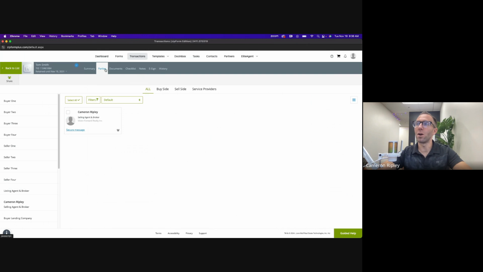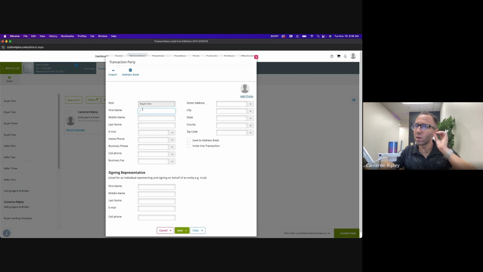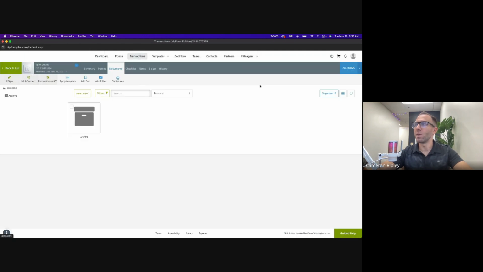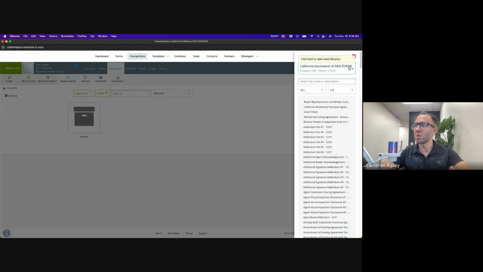Okay, so when I go to parties, I want to add the parties. The one thing I'll say is you always want to add them twice. You add it here and you add it here because it's easier when you set up the signing. Now, when I go to documents, all I do is click all forms on the upper right. I'm doing this pretty quickly, but you're going to click buyer, California residential purchase agreement.